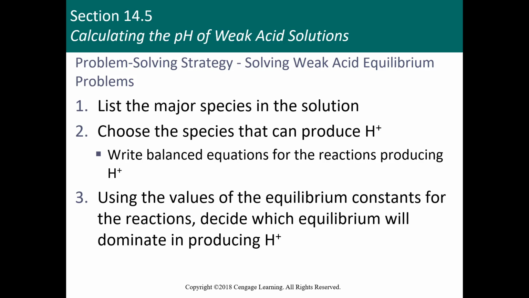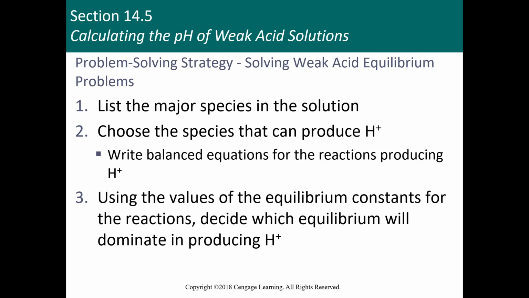So this is the problem solving for weak acid equilibrium problems. You will notice they are very similar to the problem solving for any other equilibrium problem. They're just a little shorter and easier. So list the major species in the solution. Choose the species that can produce H+. Write the balanced equation for your reactions producing H+. By the way, you can just use HA if you want to for all of these.